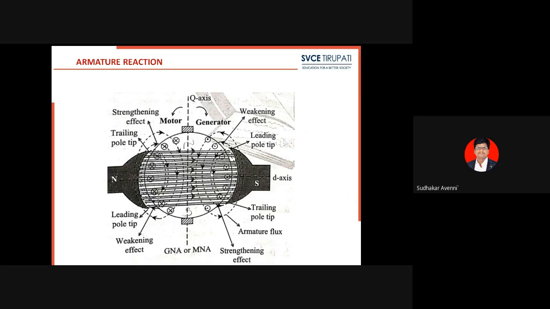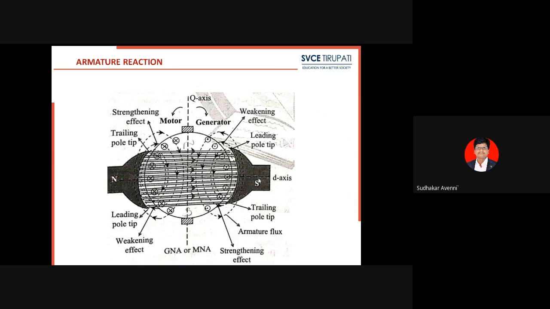When load is connected, the induced voltage drives current through the load as well as the armature winding. Then armature flux is created in the armature winding. Here, this is the armature flux. See here, this armature flux crosses the main field flux. These are the armature flux lines, and these are the main field flux lines.